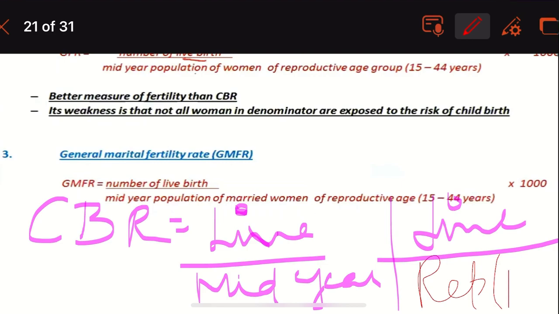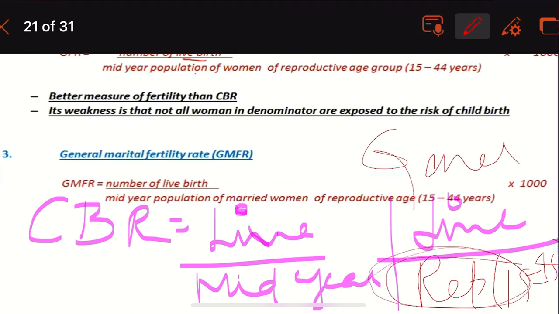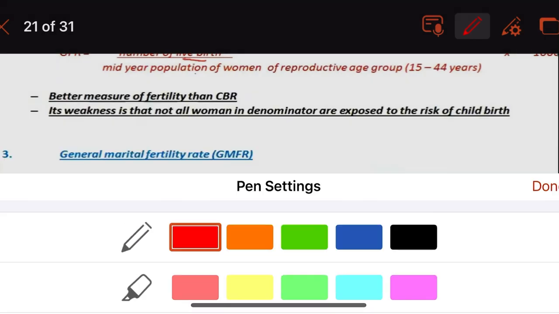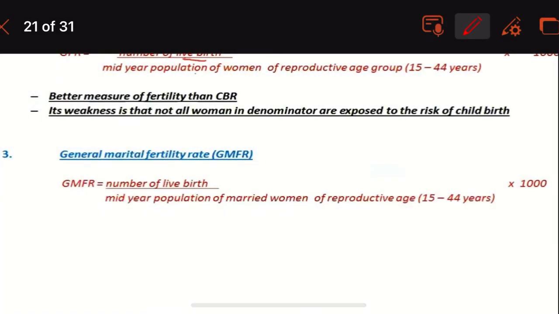You are considering the age group of 15 to 49 or 15 to 45 years. Clear, guys? This is the main differentiation. In the general fertility rate, you are considering only the reproductive age group of 15 to 49 years. Moving on. It is a better measure of fertility than the crude birth rate.